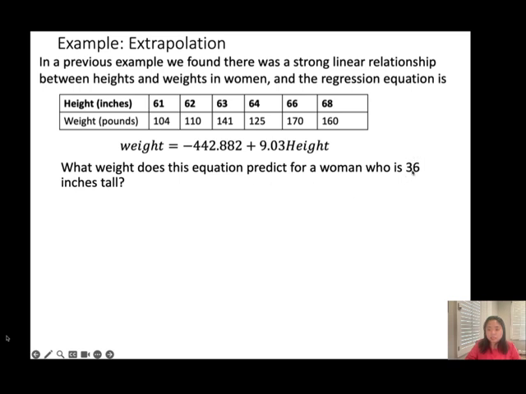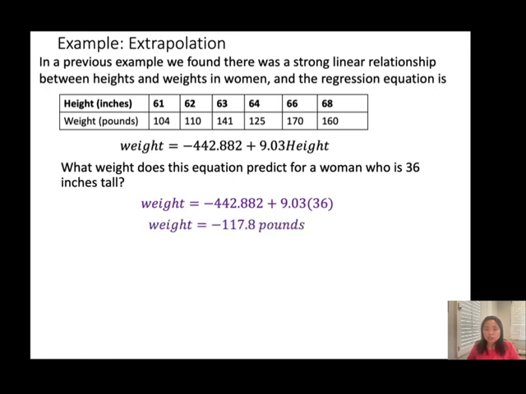So your x equals 36. What is your y equal to? If we just plug into the regression equation, we're going to find this woman weighs negative 117.8 pounds. Is it possible? No, right? Because when you plug in x equals 36, 36 is outside the range of the x values. 36 is somewhere like here. So we can't use the regression equation to predict the values. The x has to be within this range.